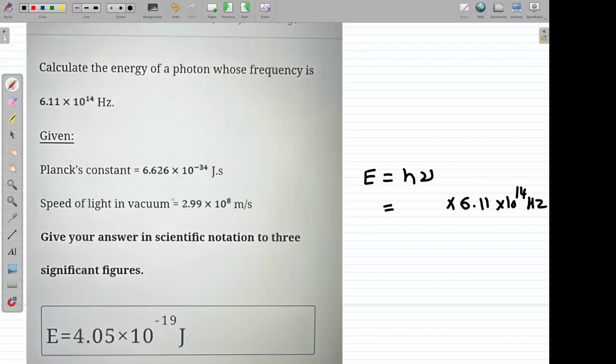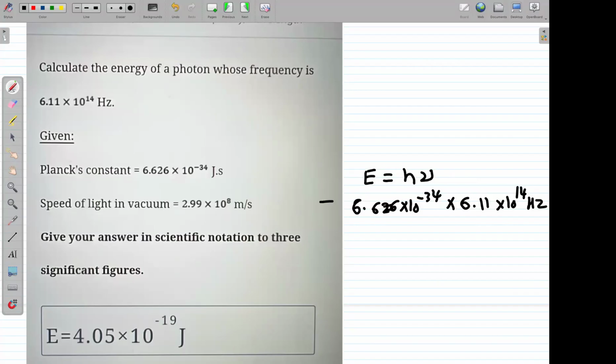And h, the Planck's constant, is a constant given in the exam. This is different from the one that we did last time. That's 6.626 times 10 to the power of negative 34. And we'll just multiply these two by each other.